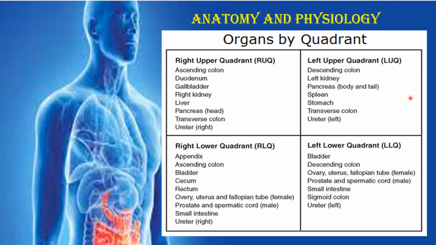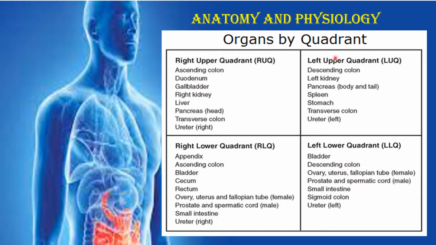On the left upper quadrant, you have the descending colon, the left kidney, the body and the tail of the pancreas, the spleen, the stomach, the transverse colon, the left ureter. And on the left lower quadrant, you have the bladder, the descending colon, the ovary, the uterus, the fallopian tube for a female, prostate and spermatic cord for male, and the small intestine, sigmoid colon, and the left ureter.